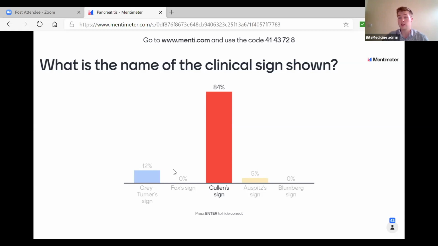Said we'll talk about Cullen's in a second. Fox's sign actually does relate to our topic of the day, pancreatitis. This is where you get hemorrhage over the inguinal ligament of the abdomen on both sides, and it's secondary to retroperitoneal hemorrhage. So one to remember there. And Gray-Turner's sign, if anybody in the chat wants to tell us about Gray-Turner's sign, where would you classically see Gray-Turner's?